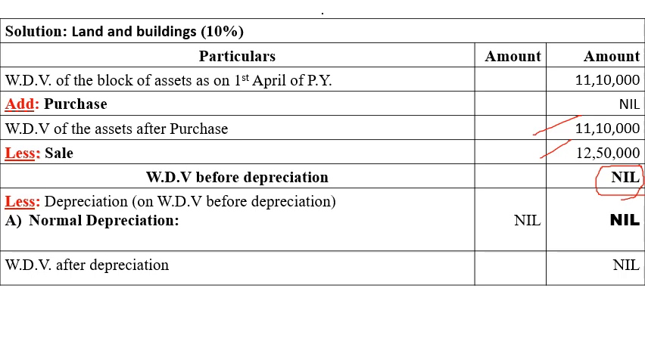But here the building was sold in the previous year. The selling value is more than 12 lakh 50,000. So therefore selling value is more than written down value after purchases. So therefore written down value before depreciation is considered as nil. If there is a negative value, then you have to consider there is no existence of asset. So depreciation is also nil.